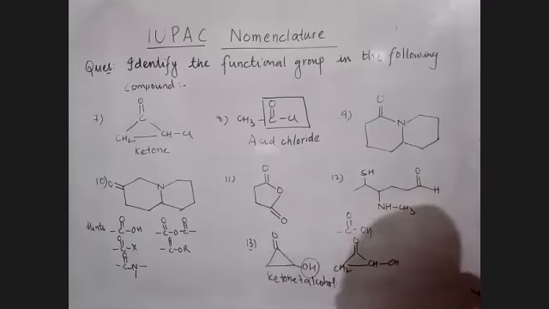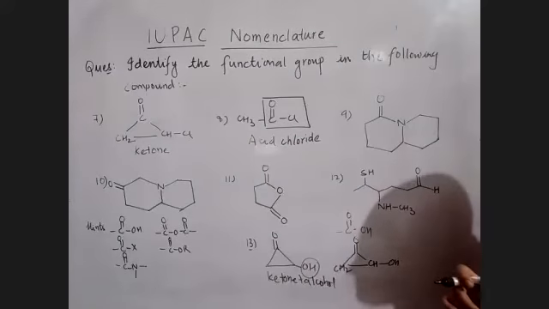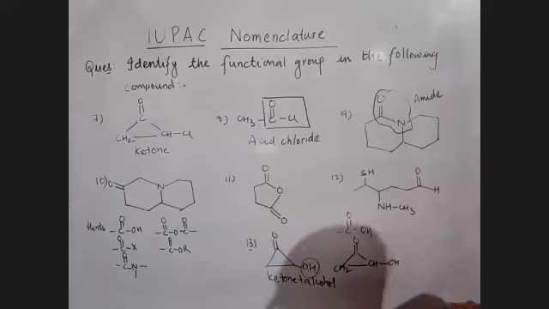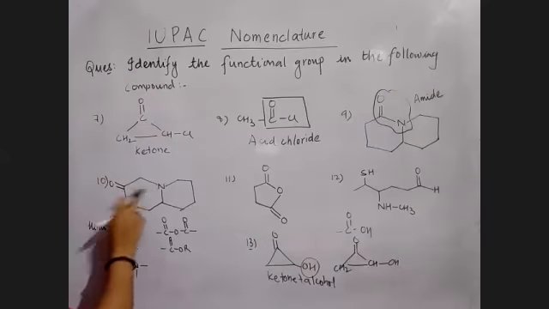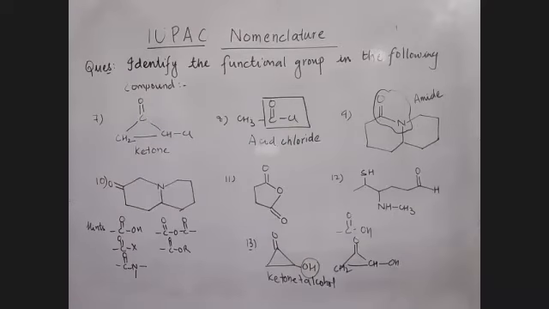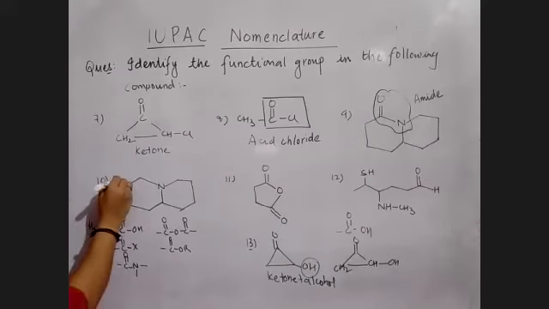What about the ninth one? The ninth one contains a CON bond. So this is amide. What about the 10th? COCH2N. Correct. This is ketone plus amine, because in between CH2 is coming.